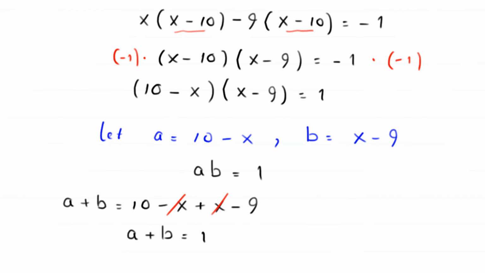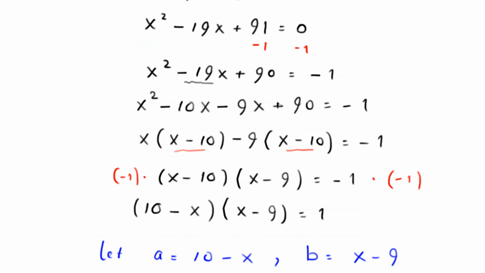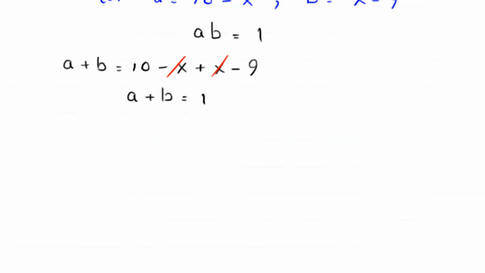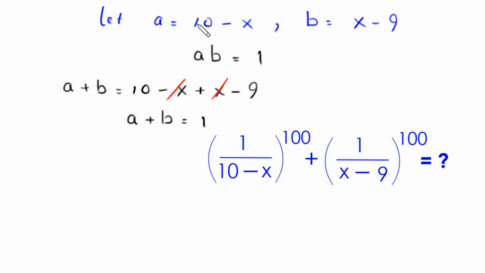Now we have to find the value of the expression 1 over (10 minus x) to the power 100 plus 1 over (x minus 9) to the power 100. We have to find the value of this expression. Since 10 minus x equal to a and x minus 9 equal to b, this will become 1 over a to the power 100 plus 1 over b to the power 100.